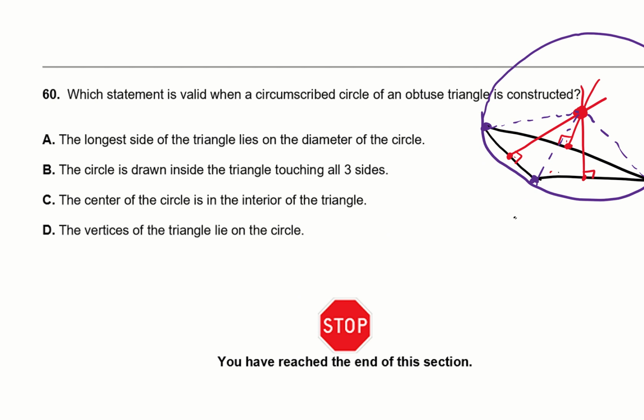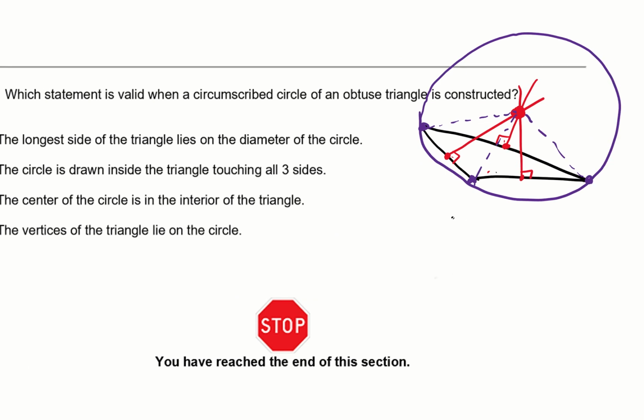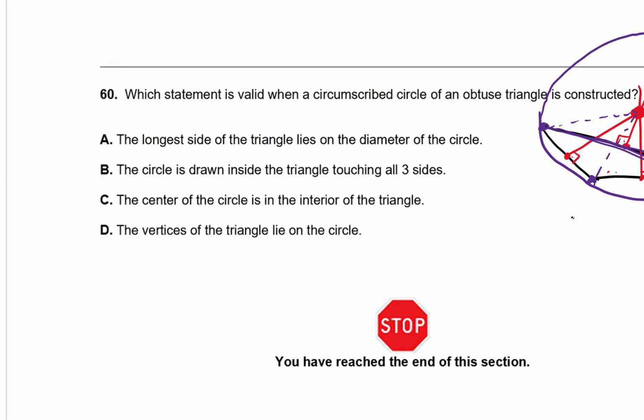The longest side of the triangle lies on the diameter of the circle. Now that's incorrect. So this is the longest side of that triangle, and that's actually not the diameter. It's actually a chord. It's one of the chords of the circle, not the diameter, not the main chord there.